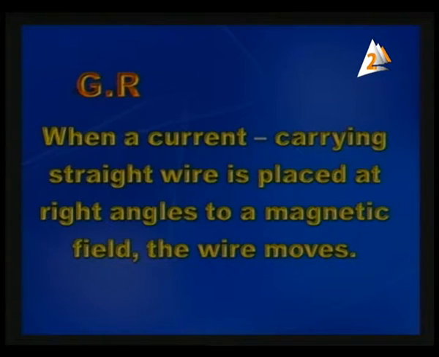And now we've got a give reason. We want to explain why the wire moves, why it is acted upon by a force. So let's try to answer the following give reason. When a current carrying straight wire is placed at right angles to a magnetic field, the wire moves.